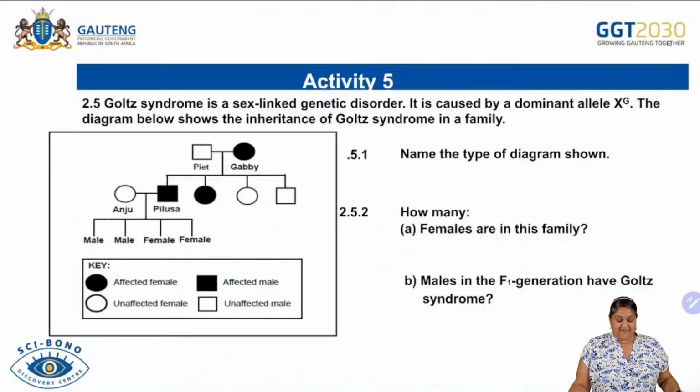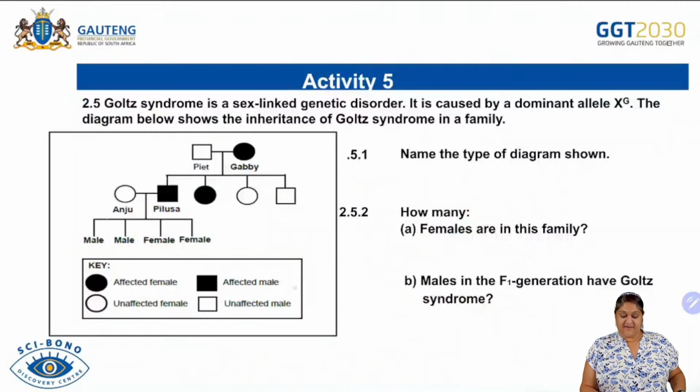Right, so here we've got the affected and the unaffected. Once again, they're telling us affected and unaffected. I just want to talk about this quickly. Always use the phenotypes that are given to you in this block.